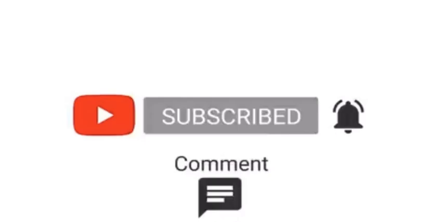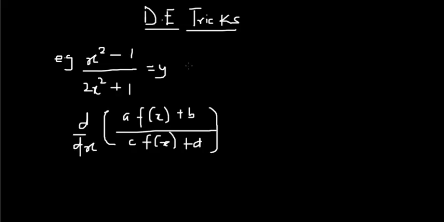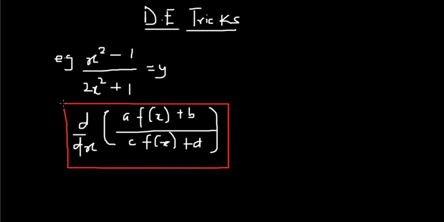Without further ado, let's dive right into this video. As I stated earlier, this will be a continuation of derivative tricks, or differentiation tricks. In case you are given a question like this, x squared minus 1 all over 2x squared plus 1 equals y, so y is the function. Now this is the main formula you need in solving that problem or a similar problem. This is the exact formula you'll be using.